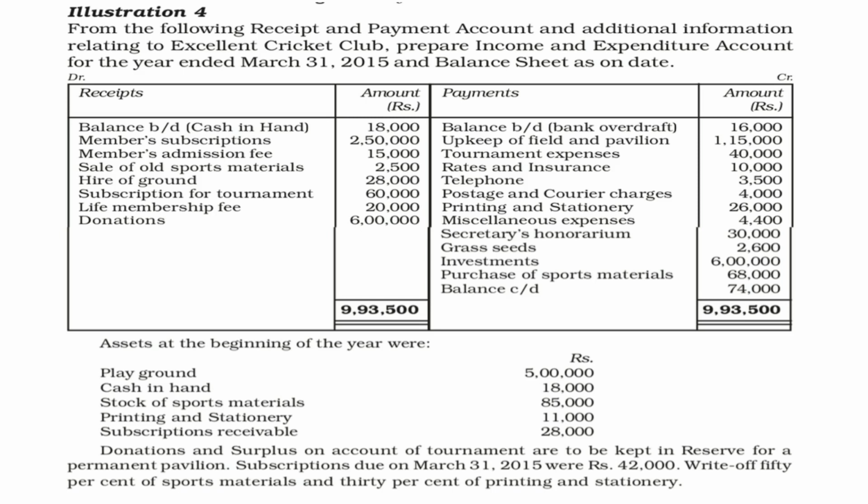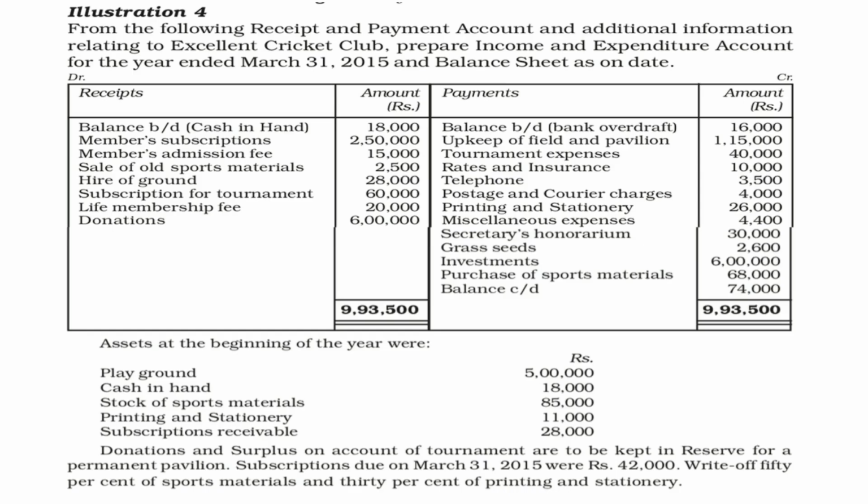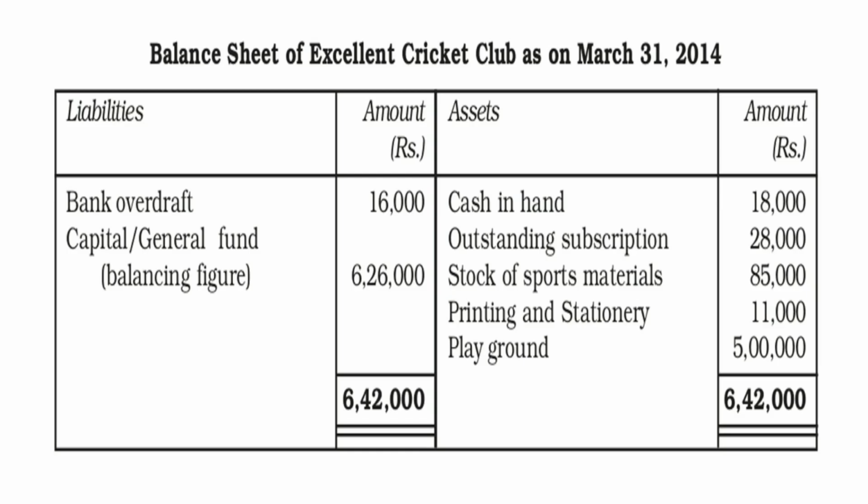The first item is opening balance of cash in hand from the receipts and payments account rupees 18,000. Now from the additional information, the different items of assets as given in the adjustments: subscriptions receivable rupees 28,000, stock of sports materials rupees 85,000, stock of printing and stationery rupees 11,000, playground rupees 5 lakh. Now the liability side, only one item of liability is there at the opening, that is the amount of bank overdraft at the opening from the receipts and payments account rupees 16,000. Now the balancing figure in the opening balance sheet is rupees 6,26,000, and that is the amount of opening capital.